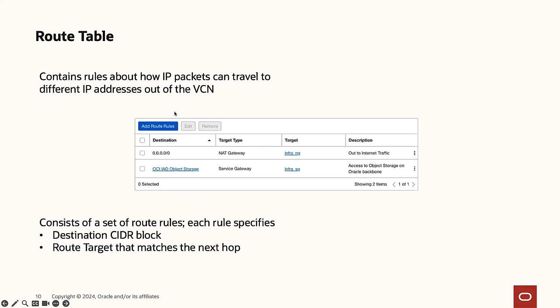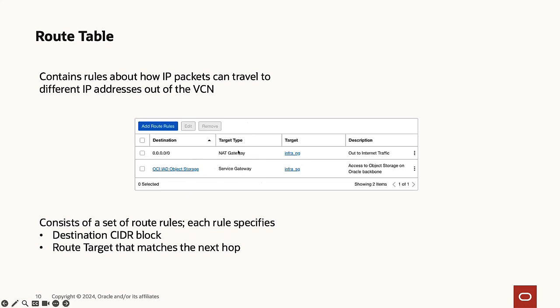So here we have an example of a route table, and this is tied to one of our private subnets. This is a screenshot directly from the OCI console. If we take a look here, you can see we have our destination, our target type, our target, and then a description. So if we take a look at the second route rule, essentially it's saying that all traffic that is destined for object storage is going to be sent through our service gateway. The other route is saying that all other traffic is going to be sent through the NAT gateway.